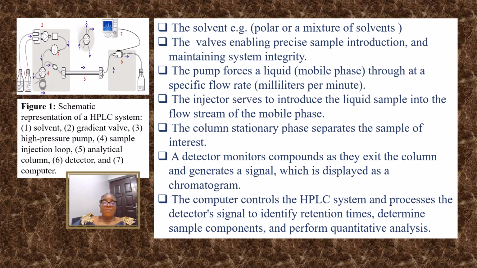The sample travels through a column packed with a stationary phase, where different components in the sample interact differently with the stationary phase. A detector measures the compound as they leave the column, providing a signal that is translated into a chromatogram. The computer not only controls all the modules of the HPLC system, but it takes the signal from the detector and uses it to determine the retention time, the sample component, and quantitative analysis.